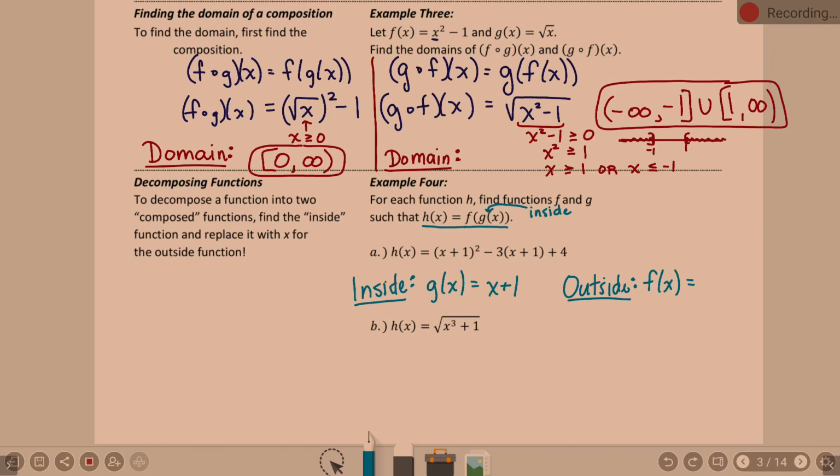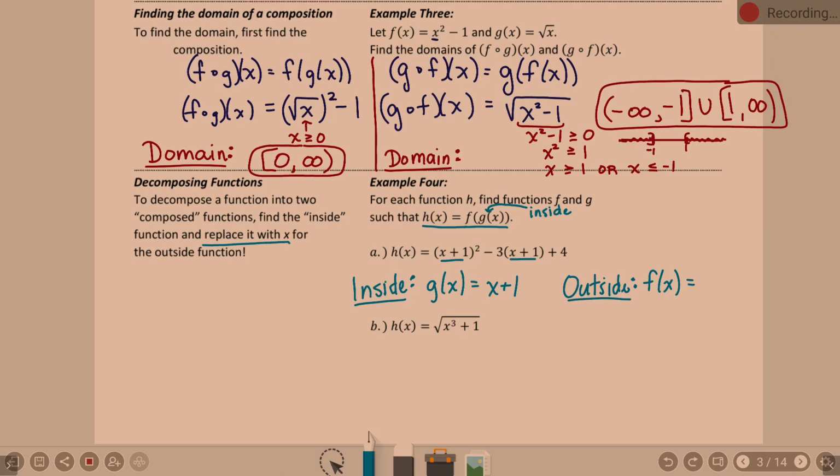If we use x plus 1 as our inside, what becomes the outside function? Would be the square root of -3 and the 4. Okay, and what do we put in the place of x plus 1? It would be x squared minus 3x plus 4.